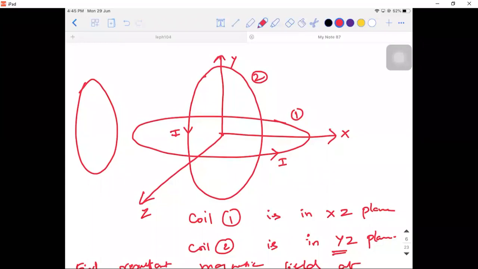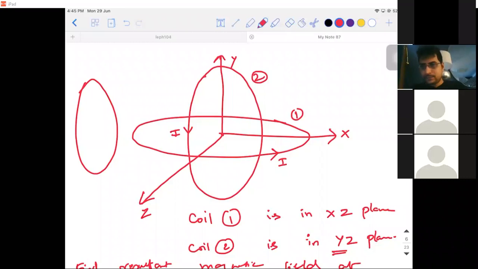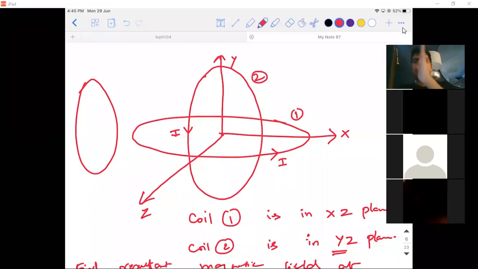For you to visualize, I will show you how it looks. Again, I'm switching on my video. Observe how the coil is. One coil is like this, coil 2 is like this, and coil 1 is like this. Are you able to visualize it?